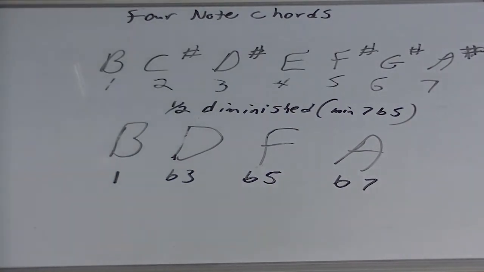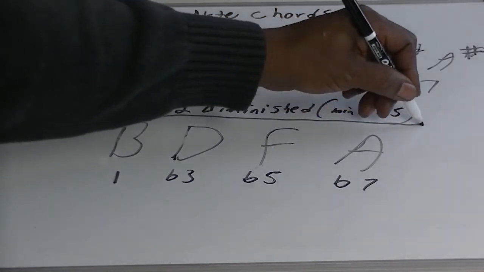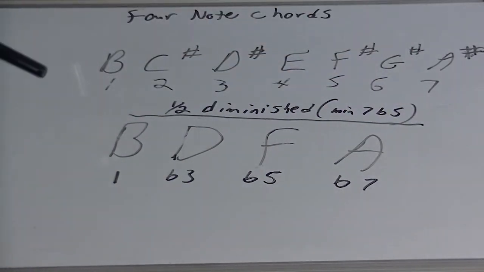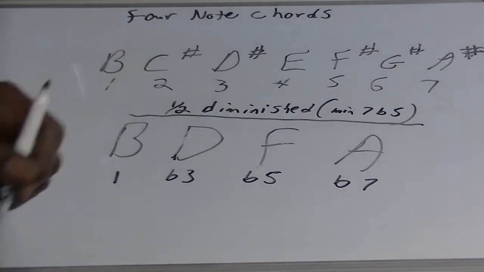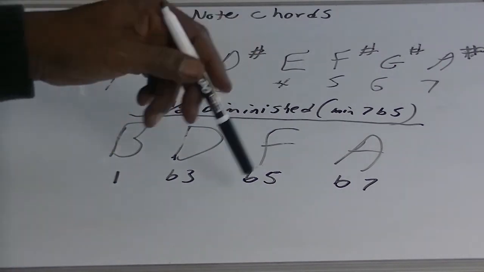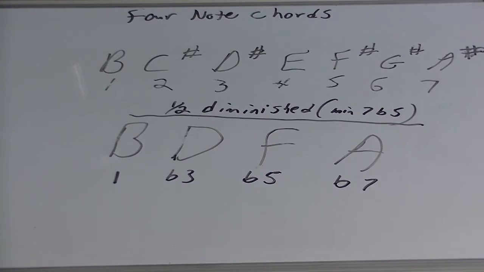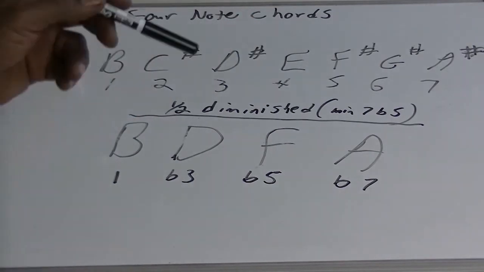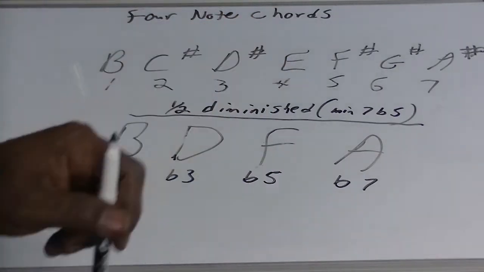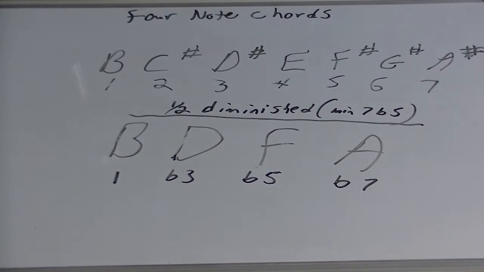Okay, but let's just take a quick look at this chord. What we started with was the root note, the flatted third, and the flatted fifth. These 3 notes represent the diminished triad. So what we have here is a B diminished triad, and what we've done is we've added the flatted 7th note to the diminished triad.